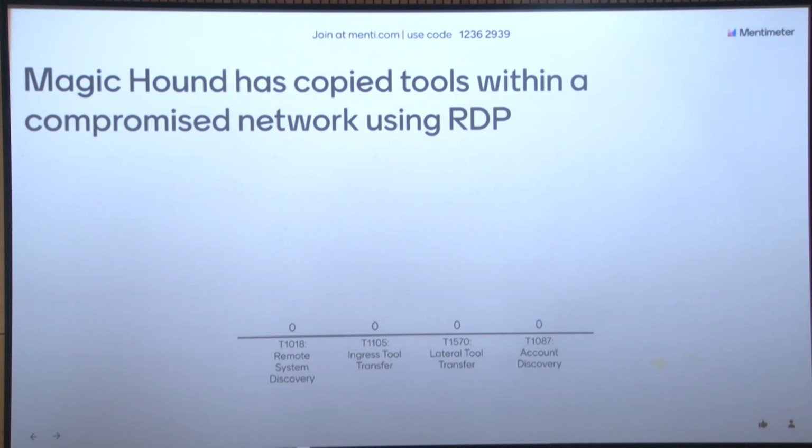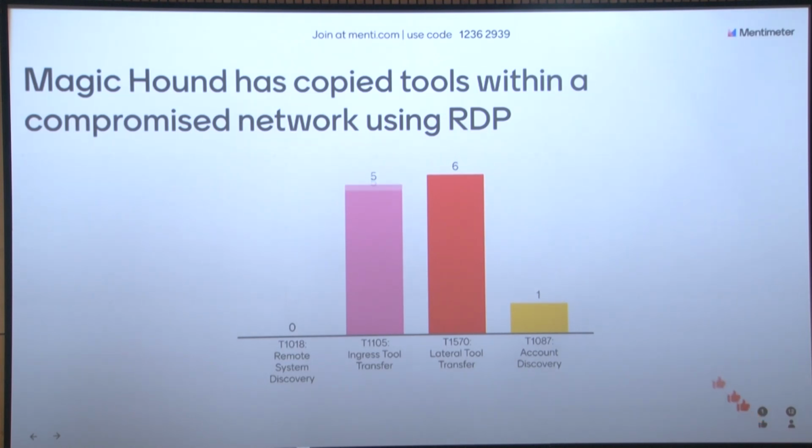So, the next question is: Magic Hound, which is an APT group, has copied tools within a compromised network using RDP. Please see this sentence carefully. Choose one option which more closely represents this attacking behavior. You can discuss with each other if you have any doubt, or you can discuss with me if you have any concern.